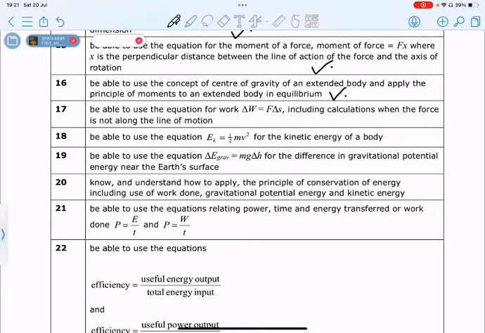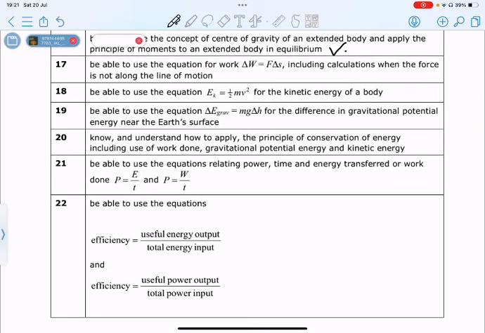Welcome to IAS level physics unit 1. This is part 4 of the entire unit 1. Today we'll be looking at 17 till 22, so finishing mechanics, okay?